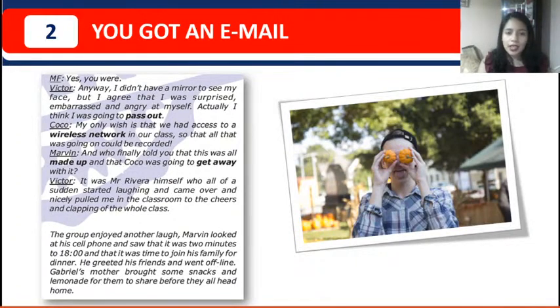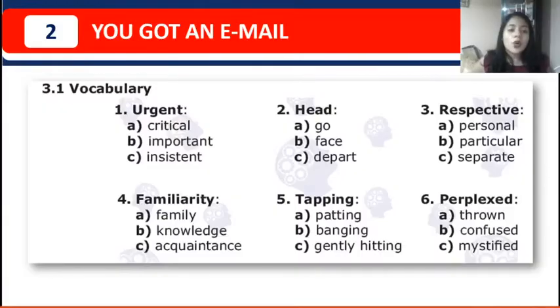Okay, so guys, this is the last part of the prank reading. I suppose that you have checked the words involved, right? So let's check now the vocabulary. What is the vocabulary that we have here? Here we have 6 words. Okay, guys, repeat with me, please. Urgent, head, respective, familiarity, tapping, perplex.